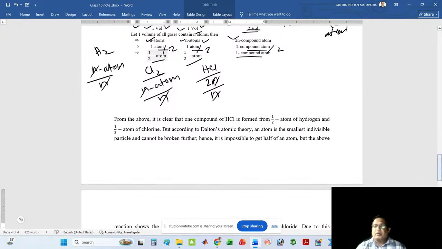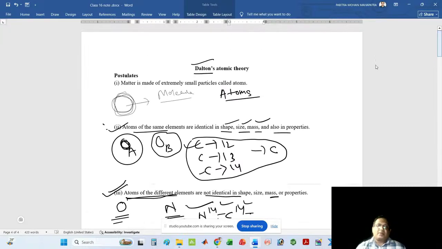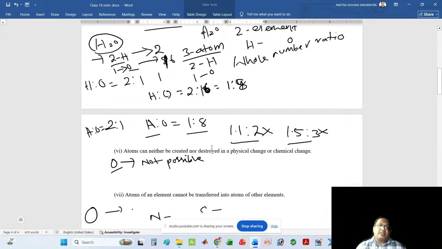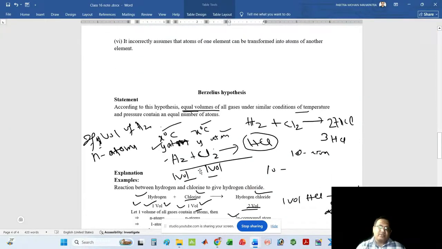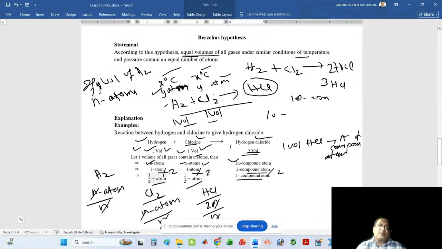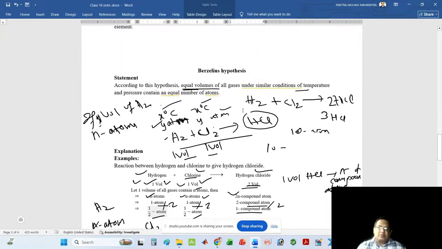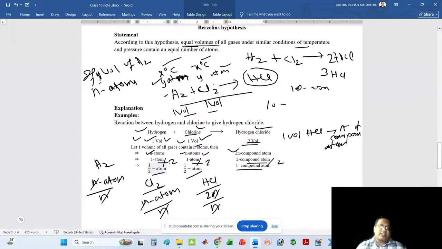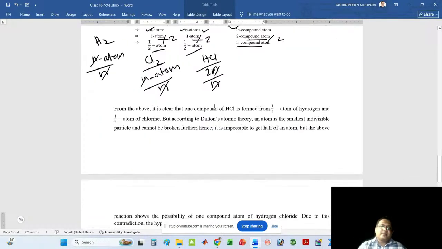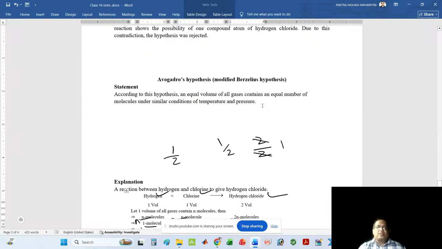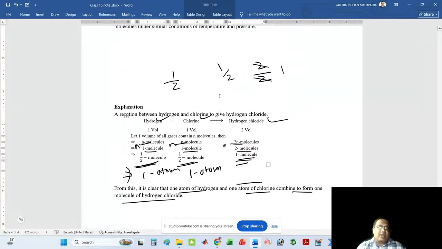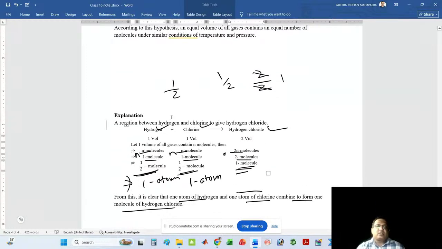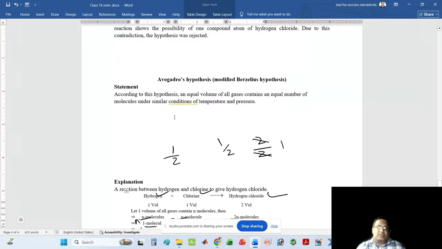That was all about Dalton's atomic theory, the postulates of Dalton's atomic theory, and the limitations of Dalton's atomic theory. I have also covered Bernoulli's hypothesis statement and some explanation, and I have given an example. Similarly, I have also covered in this class the statement of Avogadro's hypothesis, that is the modified Bernoulli's hypothesis, and I have given an example to explain Avogadro's hypothesis.